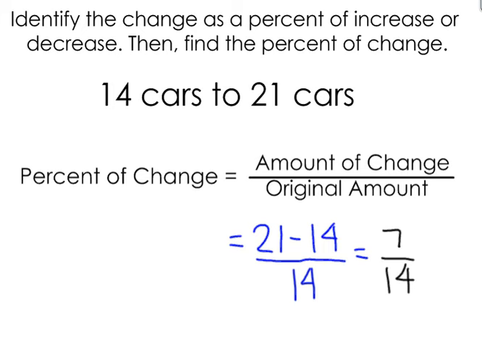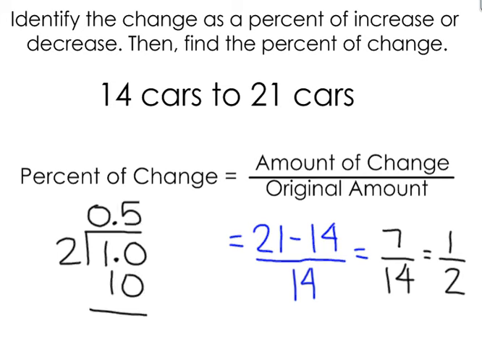So now we just need to change 7/14 into a percent. This one is actually pretty friendly because it does simplify down to the fraction 1/2. And if I convert 1/2 into a decimal or a percent, it's going to be 50%. We can work that out. Just as a reminder, your top number goes inside the box, bottom number goes outside. 2 goes into 1 0 times. So we'll add a decimal point with a 0, and 2 goes into 10 exactly 5 times.